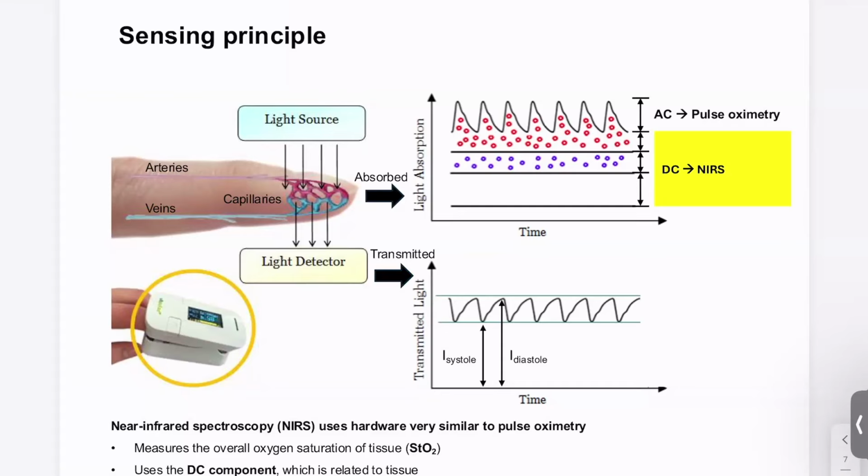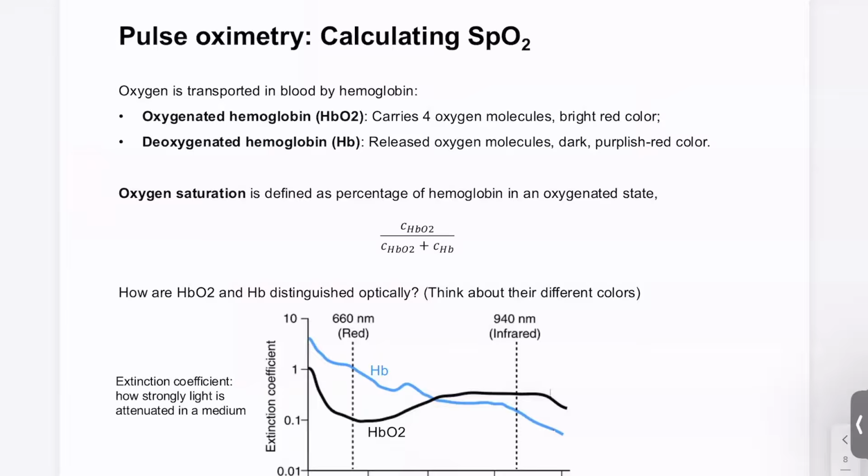All right. So just a little bit more information on hemoglobin. When hemoglobin is oxygenated, it carries 4 oxygen molecules and has a bright red color. And when hemoglobin is deoxygenated, it doesn't carry any oxygen molecules.